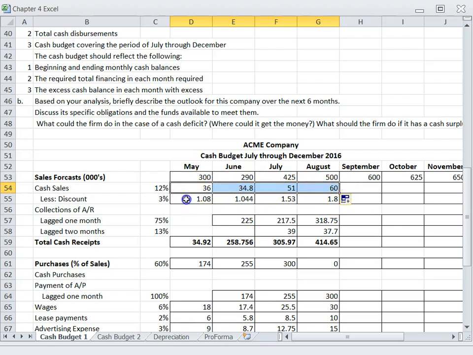And then down here, this 1.08, this is going to be the 3% discount. So to get a 3% discount, this times this, 1.08. So again, let me lock down the discount cell.